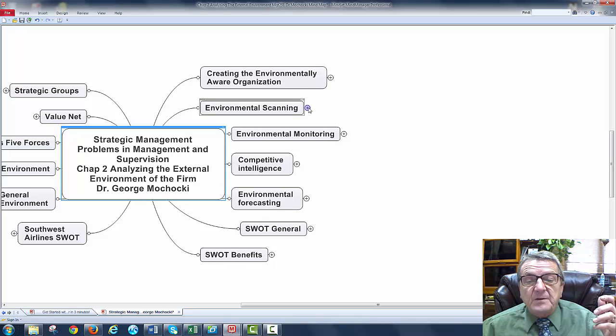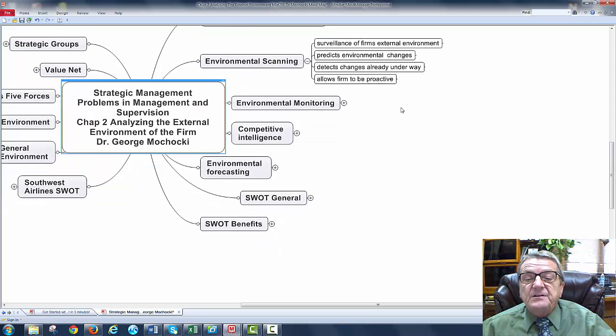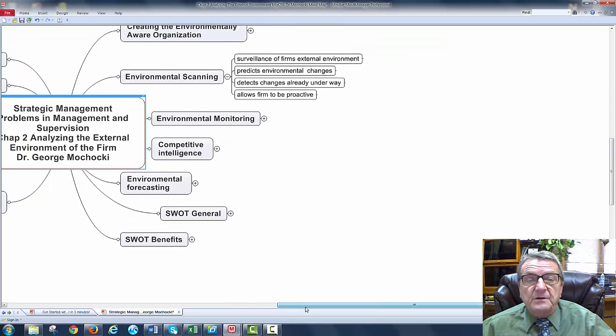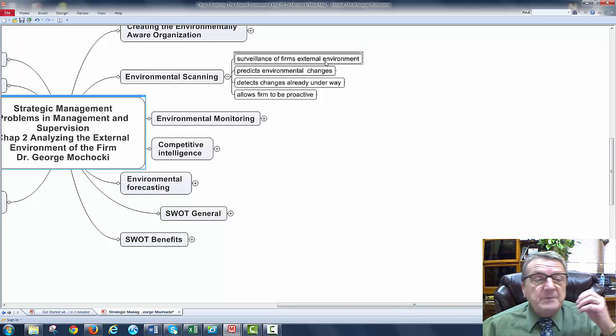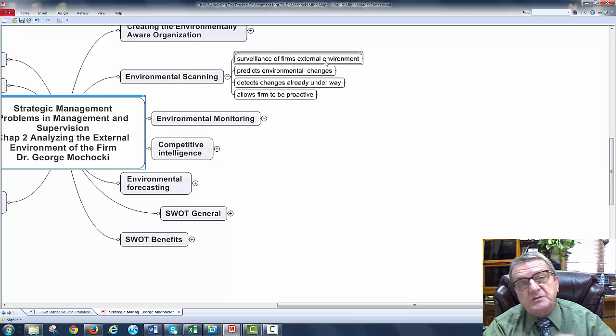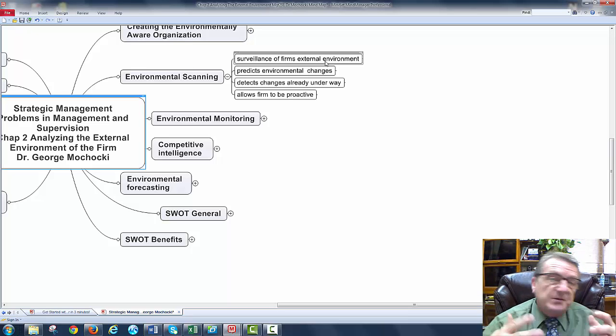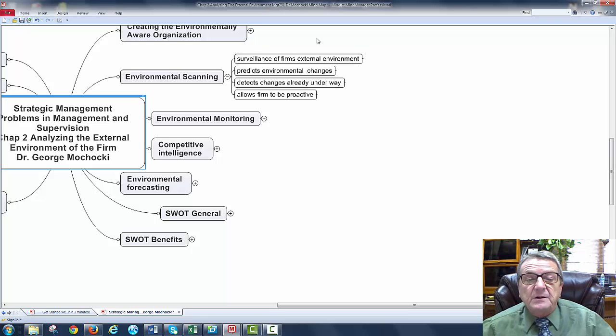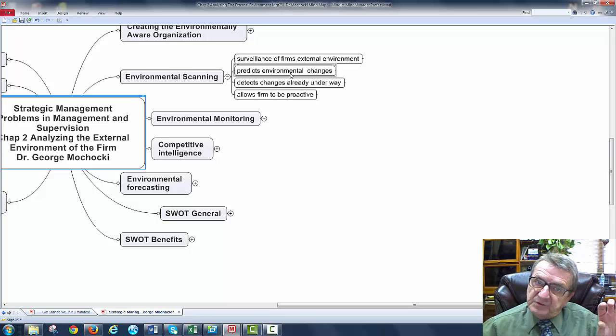Okay, now environmental scanning. Surveillance of the firm's external environment. I'm scanning the environment. I have individuals do it. I'm reading the paper. I'm looking at Facebook. I'm looking at YouTube. I'm having public relations see where my name is being mentioned. I Google the company's name and see what kind of activities are going on. And now it predicts environmental changes. It tells me here's where the course is going. Here's what's changing. It detects changes already on the way.